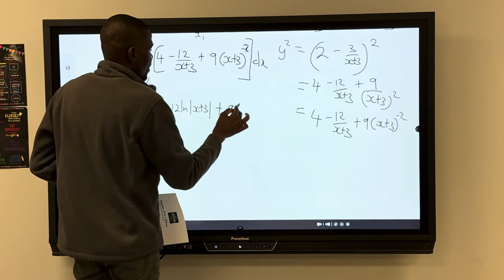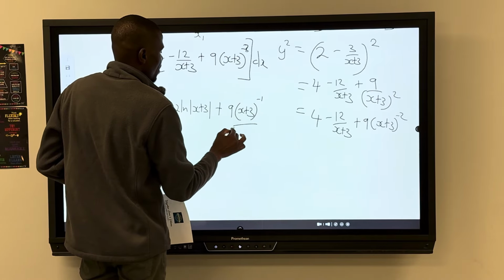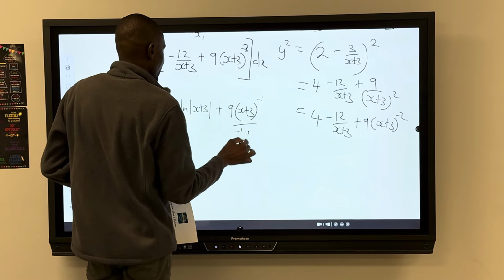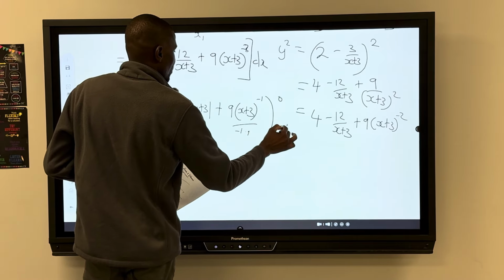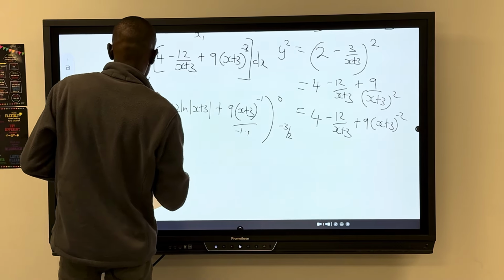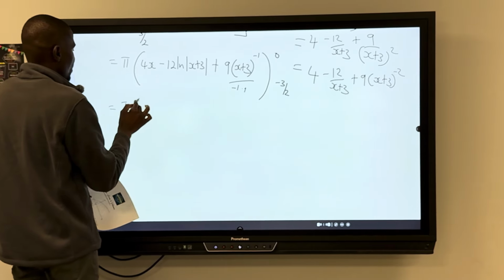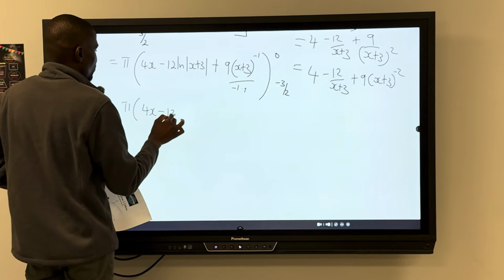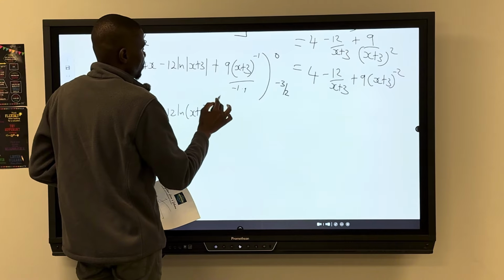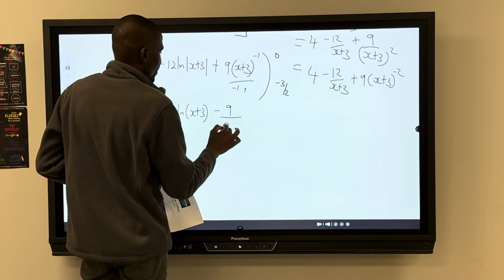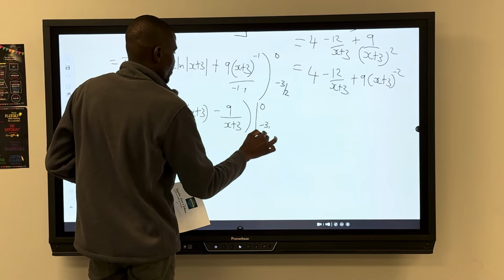Then plus 9. Here it's going to be (x plus 3), negative 2 plus 1 is negative 1, over negative 1 times just 1. All right, so I have the limits from negative 3 over 2 to 0. Let me simplify here. So if I simplify, it's going to be pi, then 4x minus 12 natural log of x plus 3, then negative negative, so minus 9 over x plus 3, right? Then our limits are from that to that.